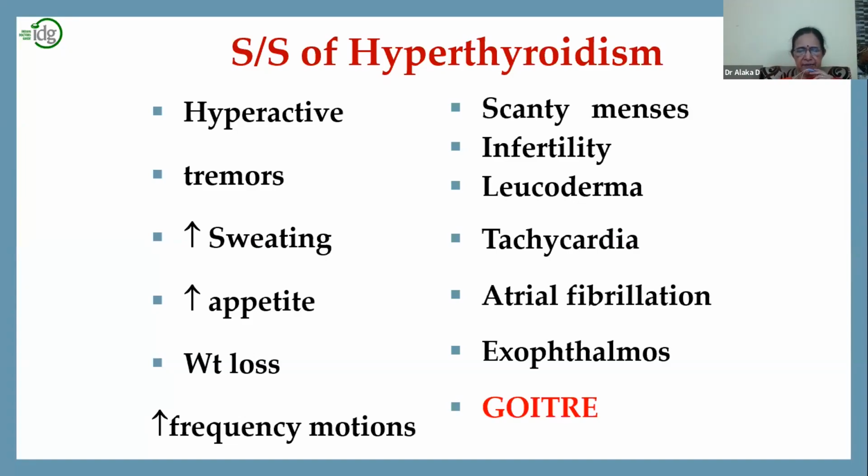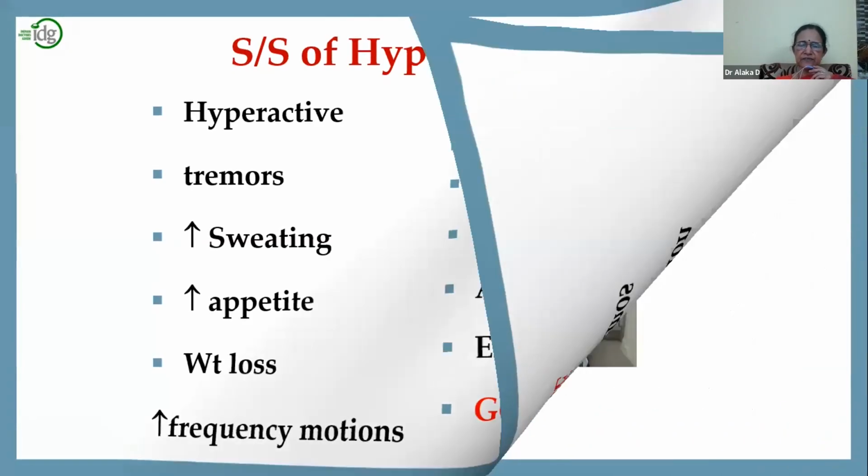So there may be scanty menses, infertility. Therefore, I told you this is overlapping. So if there is any infertility or any menstrual disorder, investigate them for thyroid dysfunction. Leukoderma, then the patient may have tachycardia. Cases of atrial fibrillation, you must subject them to thyroid function. Exophthalmos, then subject them to thyroid function, and the goiter. So evaluation of goiter functionally by thyroid functions.